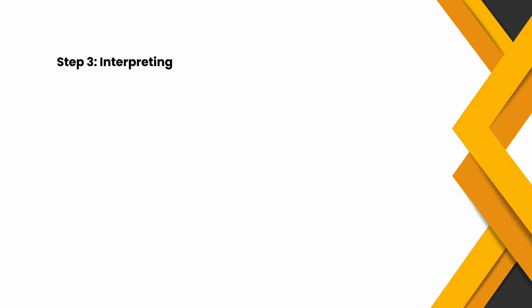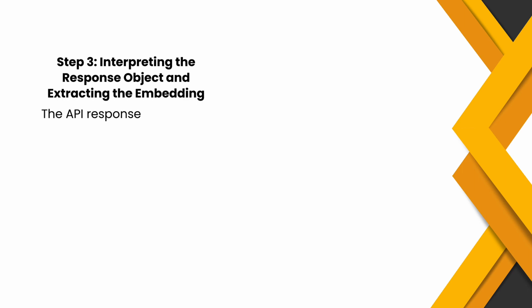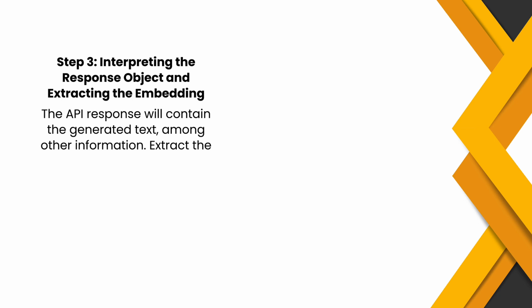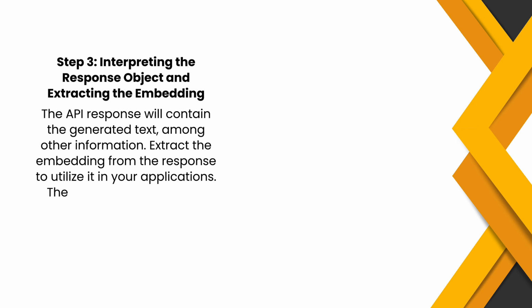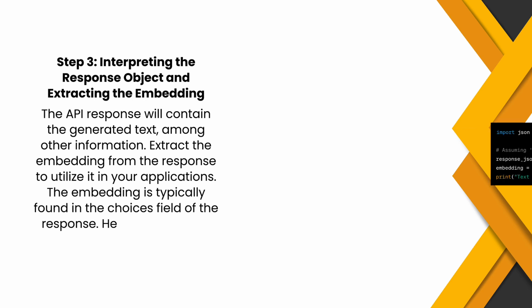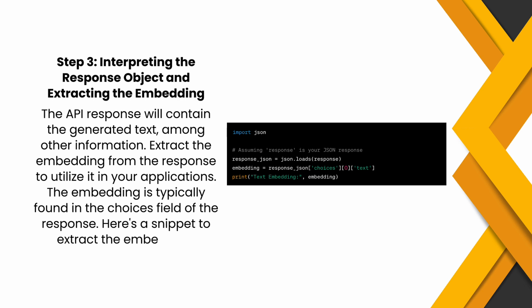Step number 3. Interpreting the response object and extracting the embedding. The API response will contain the generated text, among other information. Extract the embedding from the response to utilize it in your applications. The embedding is typically found in the choices field of the response. Here is a snippet to extract the embedding.